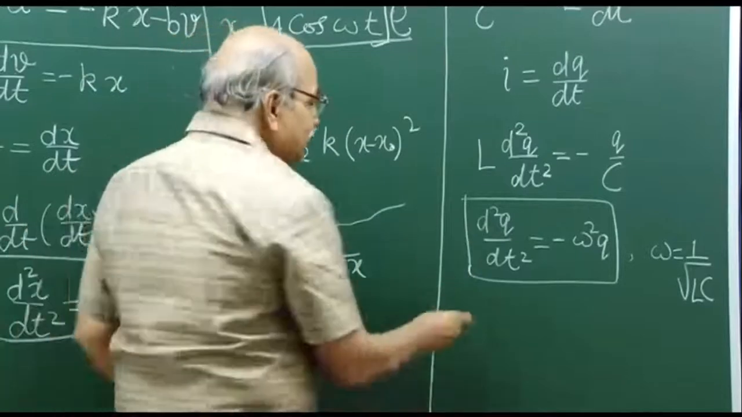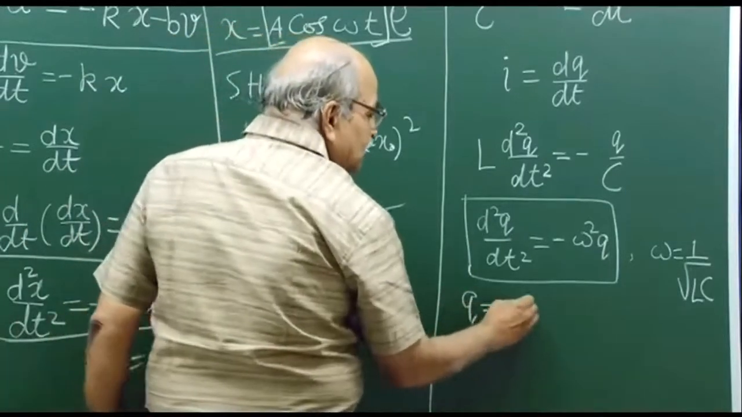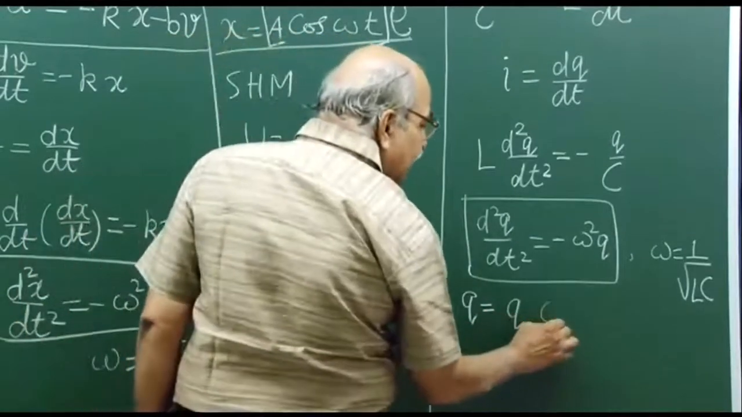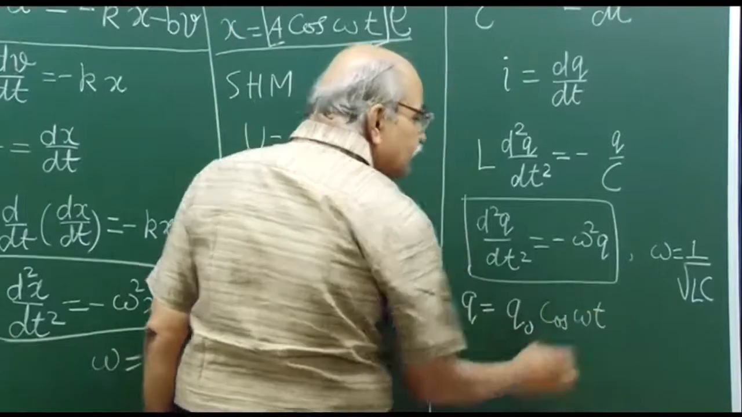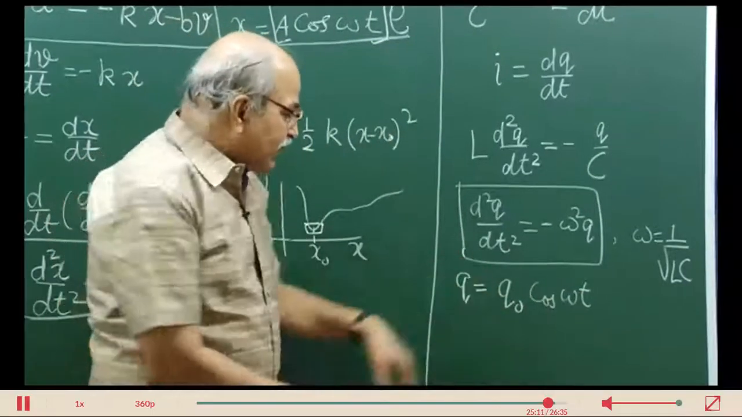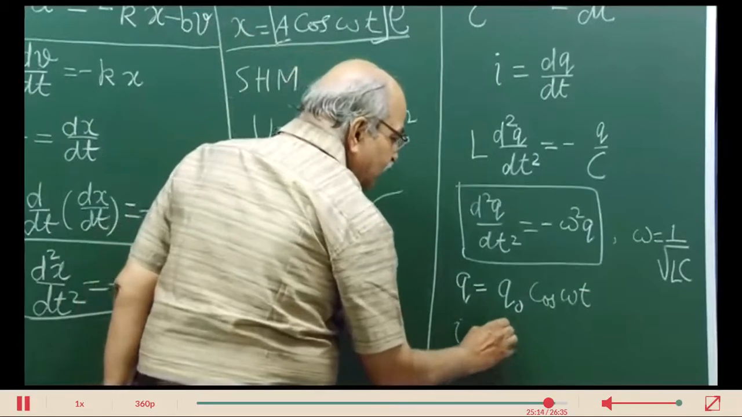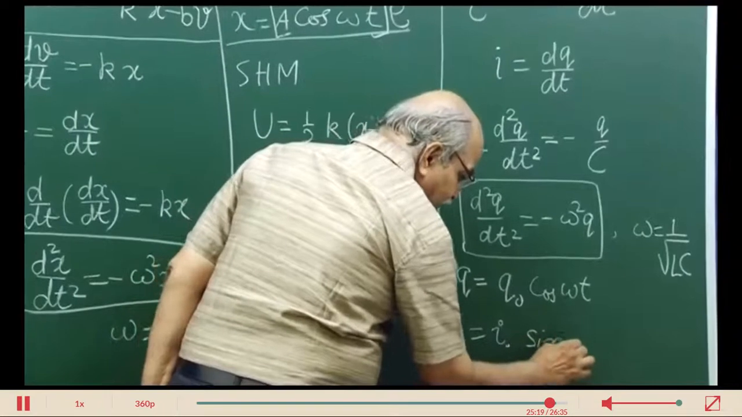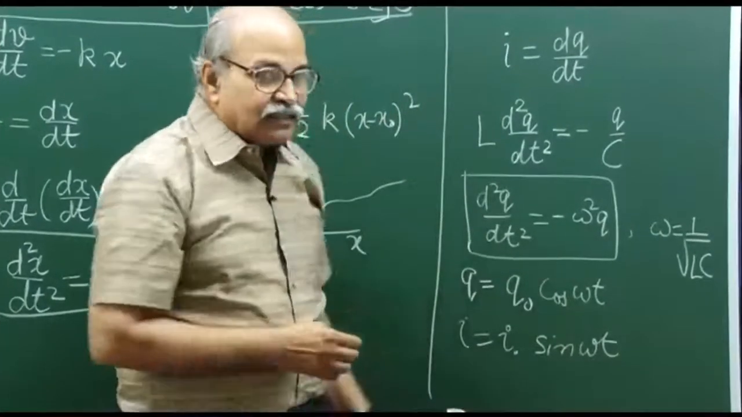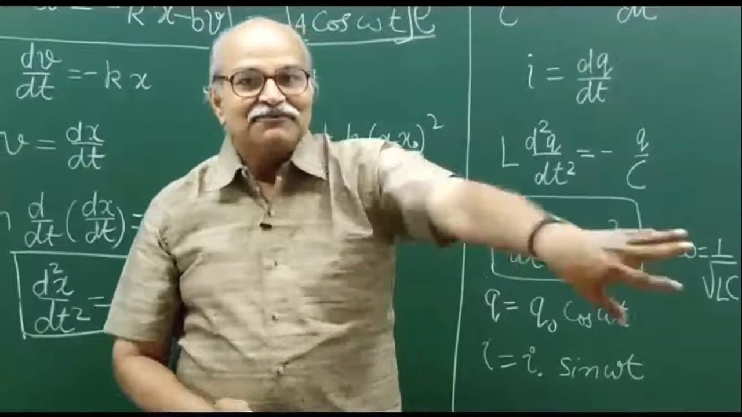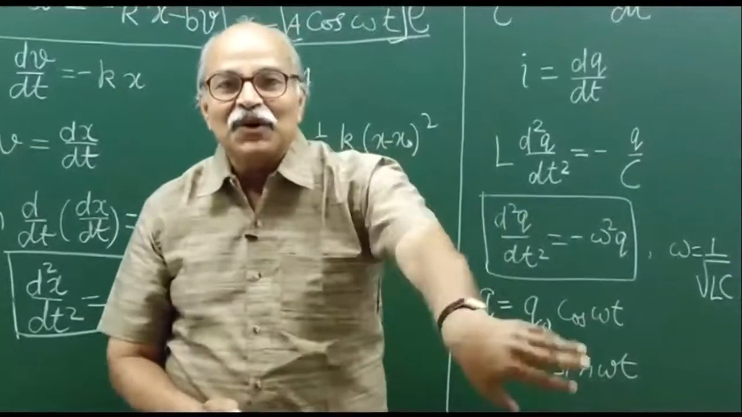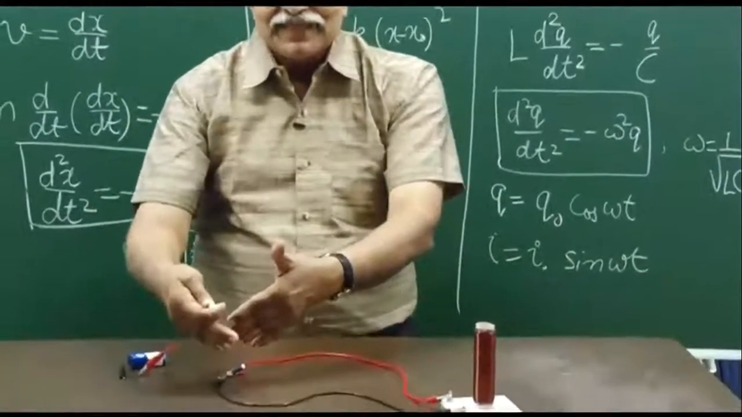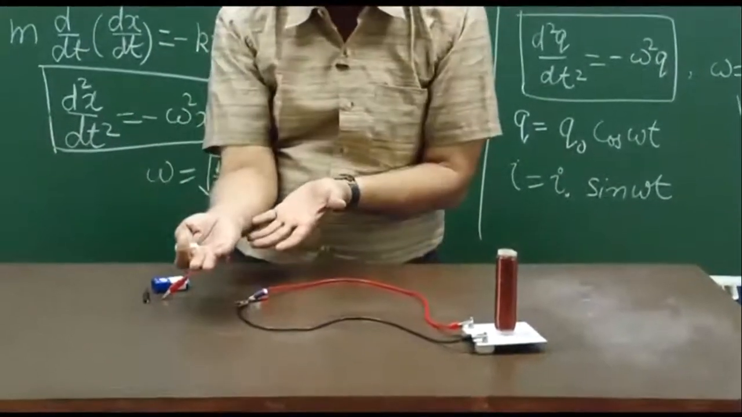And that oscillation will be again given by Q equal to some Q naught, the maximum initial charge that you have given, times cos omega t. And similarly, the current will oscillate, I equal to I naught, and then some sin omega t or like that. So, if there is no resistance, this will go on. The charge will go through the capacitor and finally the charge will reverse.